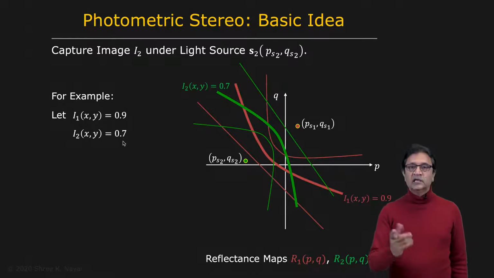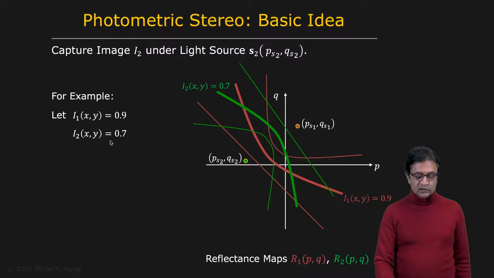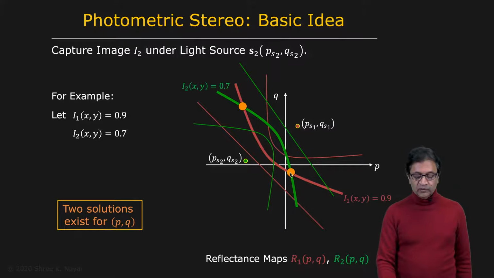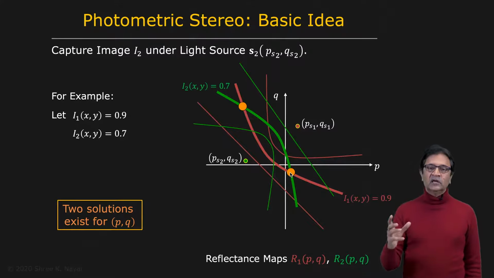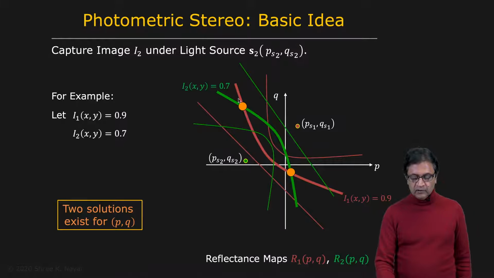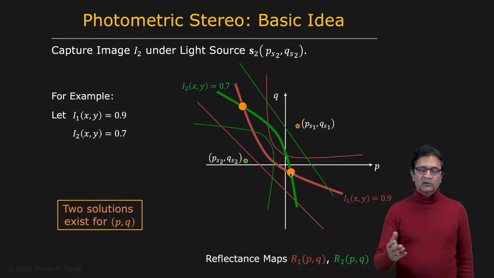In this case, at that same point, let's assume that you measured a brightness value of 0.7. Then that corresponds to this isobrightness contour. And this isobrightness contour intersects the previous one at now 2 points. So we have now narrowed down the orientation at that point, the PQ value of that surface point, to be one of 2, either this one right here or this one right here. So we're now almost there.